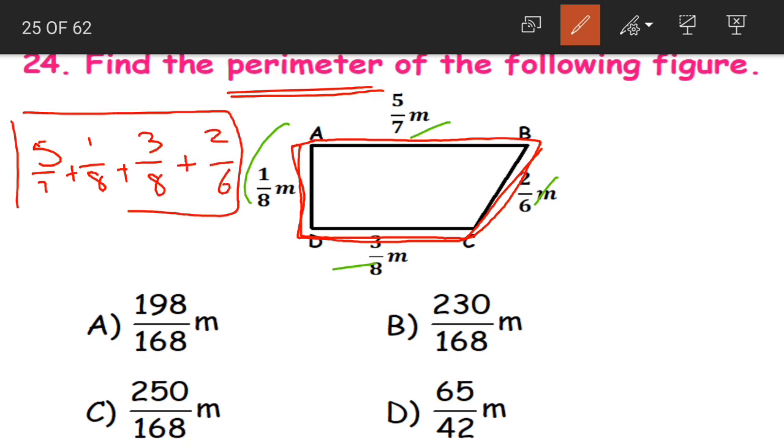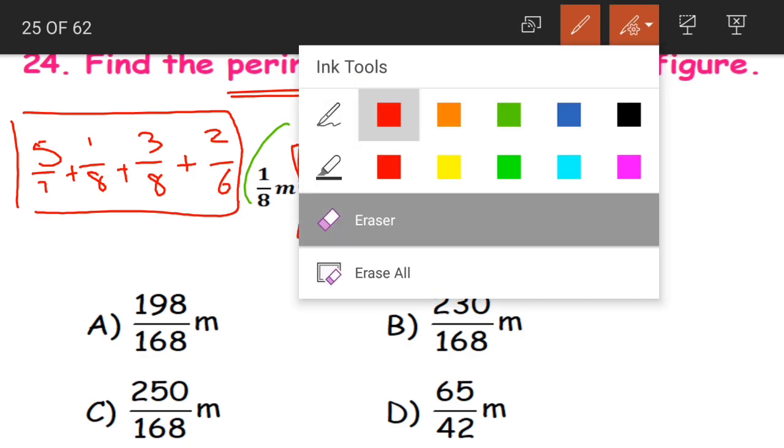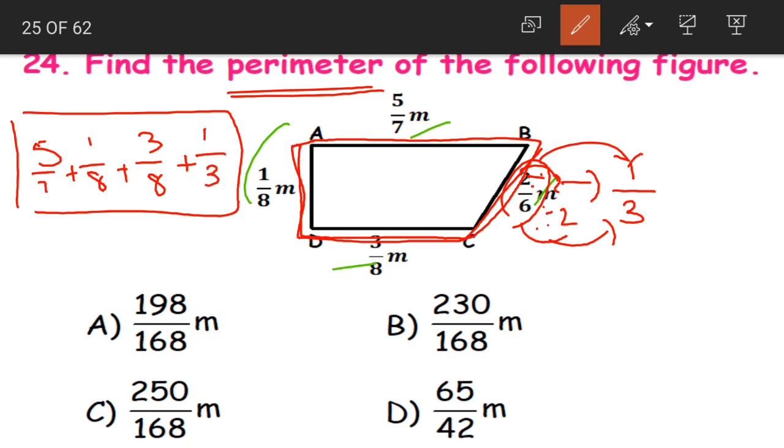Understood, children? When we add all these together, we will get the perimeter of the given figure. Now if you look at 2 by 6 here, it can be reduced to the simplest form as 1 by 3, when we divide both by 2: 2 divided by 2 is 1, 6 divided by 2 is 3. So instead of 2 by 6, I will take 1 by 3 here.